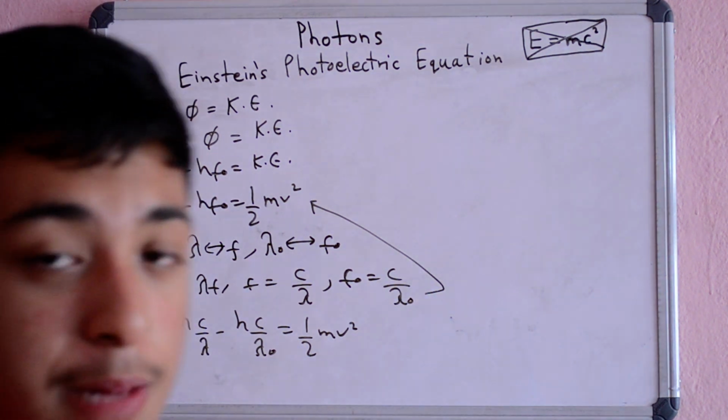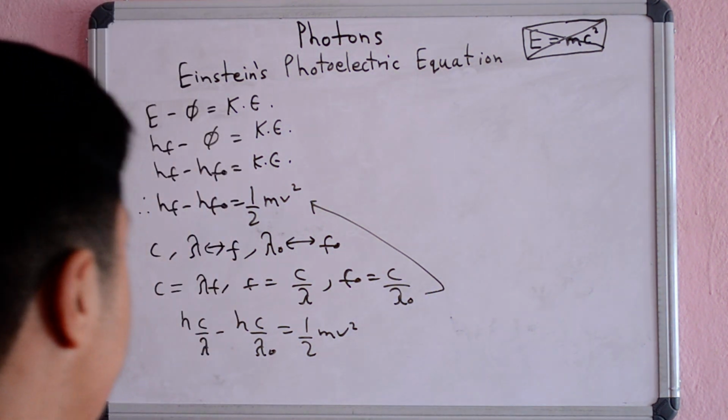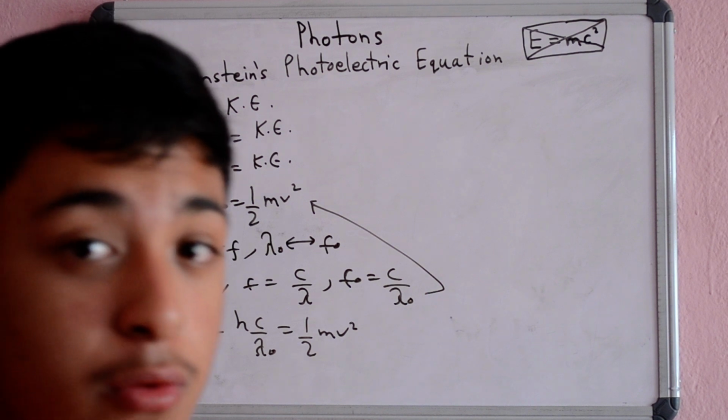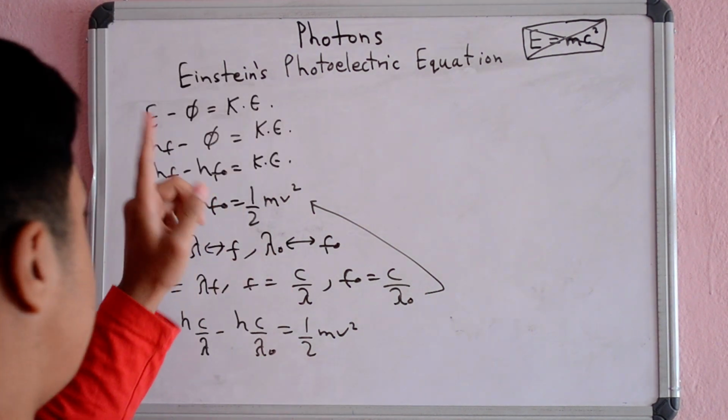Now in the next video, I'll be doing Millikan's experiment to prove Einstein's photoelectric equation and also to calculate the value of h, that is Planck's constant.